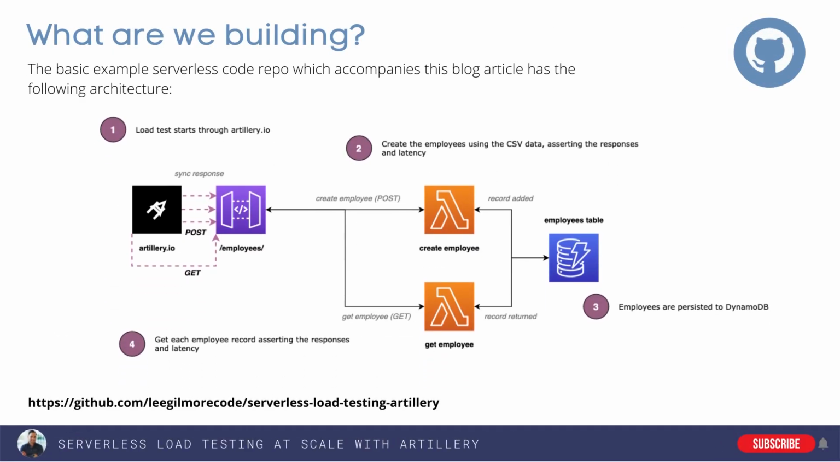As part of this talk, we're going to build a basic serverless solution with 2 endpoints, allowing us to test Artillery. We can see that there's 2 endpoints, which is create employee and get employee by ID. We can see at step 1, the load test starts through Artillery. Step 2, we create the employees using a CSV file of data, asserting the responses and the latency returned from the API. We can say at step 3 that the employees are persisted to DynamoDB, which is a database. And at step 4, we get each of those employees by ID, again asserting the responses and the latency returned.